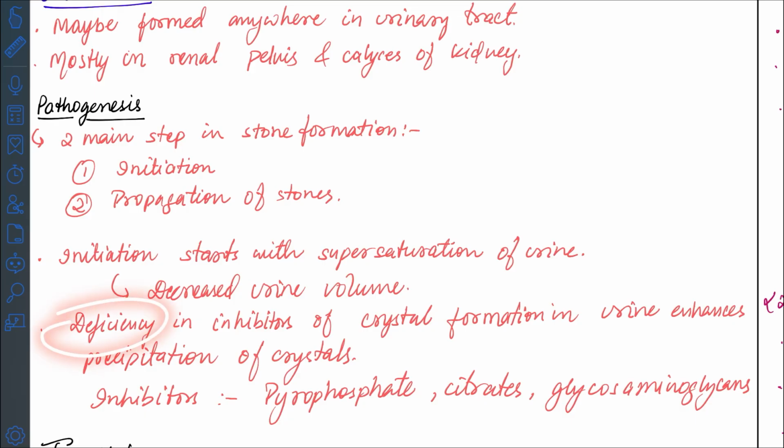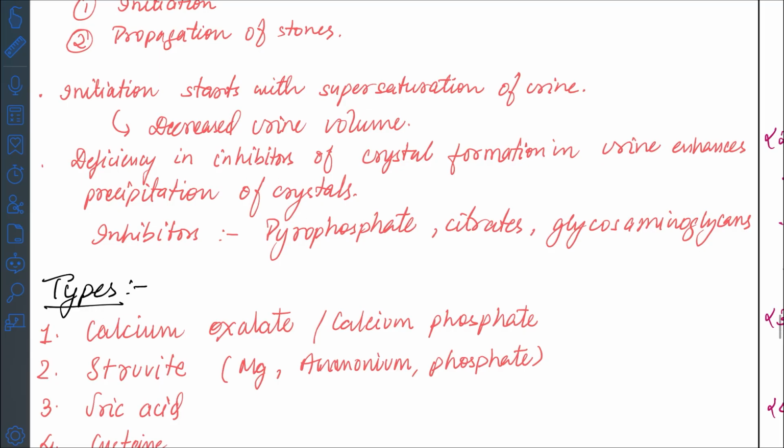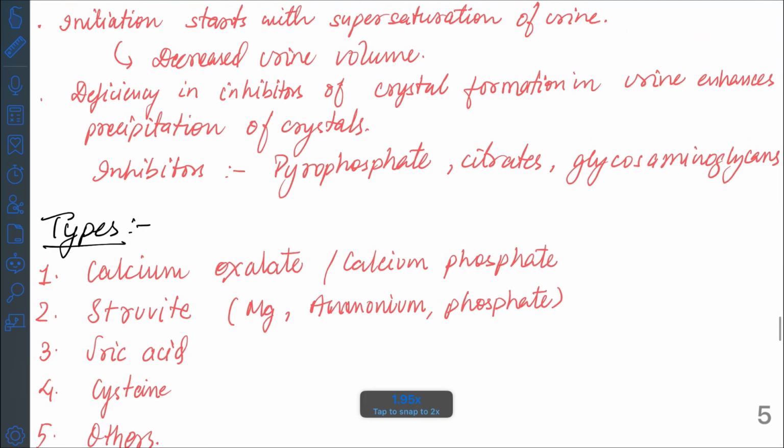But if there is deficiency of this inhibitor, you can expect the crystals to form in urine, ultimately decreasing the urine volume and causing supersaturation, finally causing urolithiasis or the stone. There are different types of urolithiasis or different types of stone seen. First of them is calcium oxalate or calcium phosphate, which is the calcium stone. It can be struvite, that is magnesium, ammonium, and phosphate can be involved. It can be uric acid stone or crystal, can be due to cystine and others.